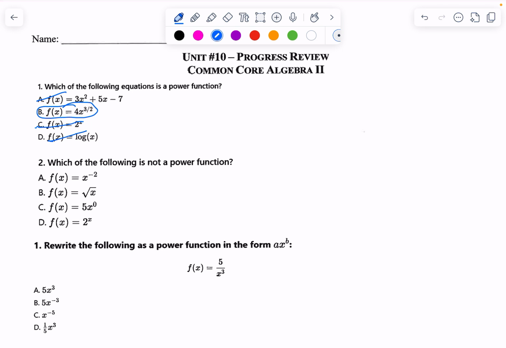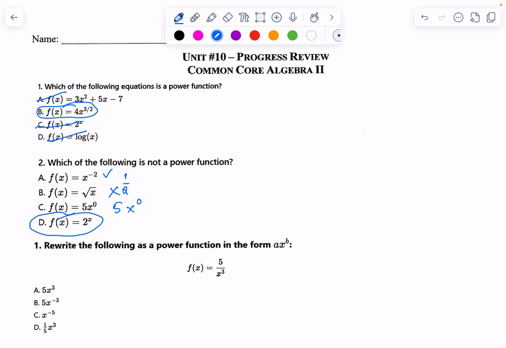Now it says which one is not? Well, this one is, right? To the 1/2 power, that's fine. And this is also okay. 5x to the 0. It's funny, this one I think will be a straight line because no matter what you put in for x, it's going to be 1 and it's going to be 5. The output's going to be 5, so it's going to be, yeah, a horizontal line. But this one is not.